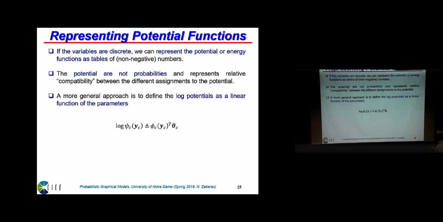Okay, so here is the very general way of parametrizing these potentials on cliques, and this is what is called a log linear model. Each potential, you write the log of each potential to be a set of some basis functions defined over the features y_c, so these are the variables in the clique, dot product with some set of parameters theta_c. All right, so this is a linear model in statistics. So the log potential is expressed here as a linear model.